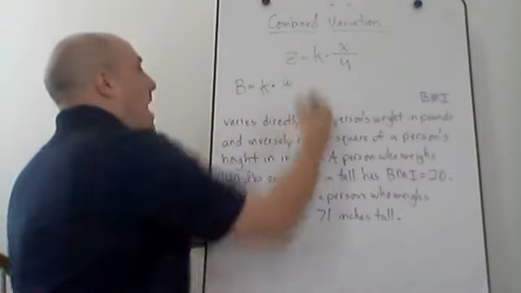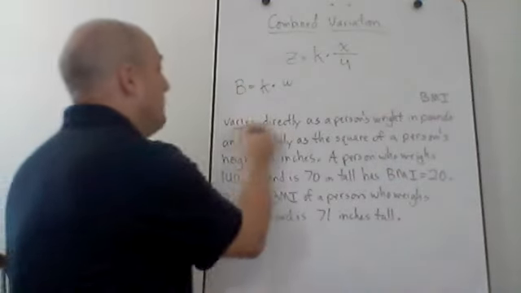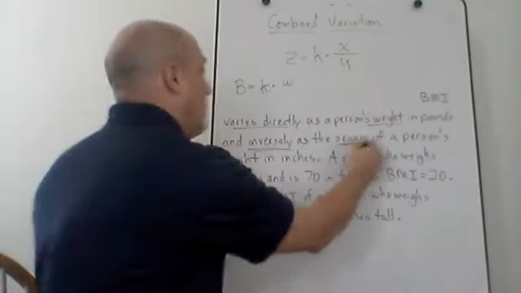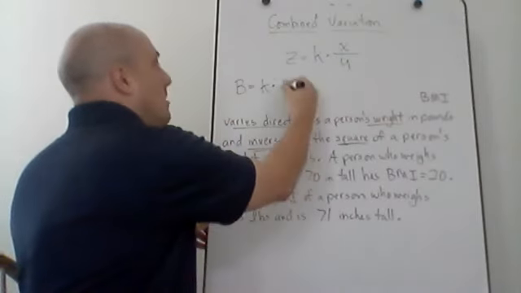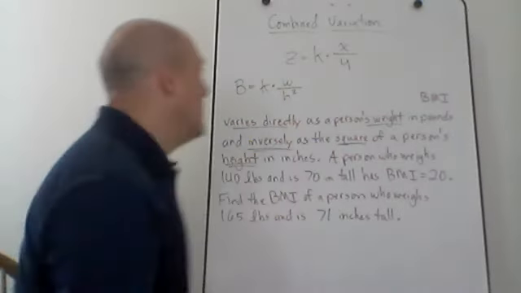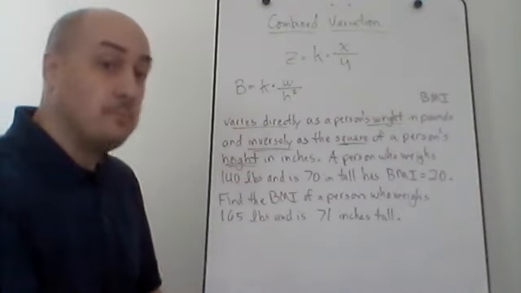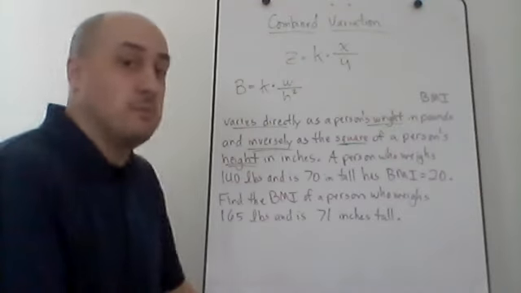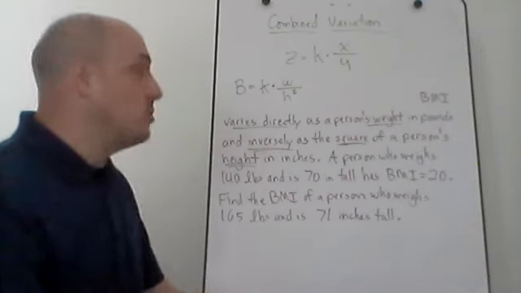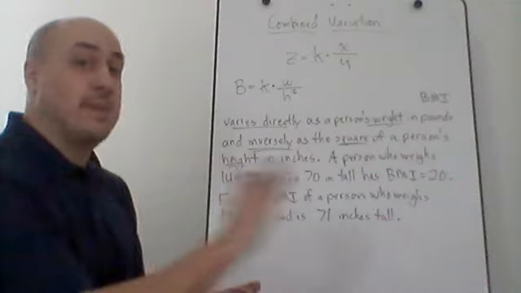So it's going to be K times, I'm going to use W for weight, but it varies directly as a person's weight, but it varies inversely as the square of a person's height. So inversely means I'm dividing by the square of the person's height. So it's going to be B equals K times W over H squared. All right, so again, when you're doing these types of problems with the variation, you have to read that first part very carefully to make sure you get the correct type of variation. Right? If it's just direct variation, you just multiply the K times the variable.